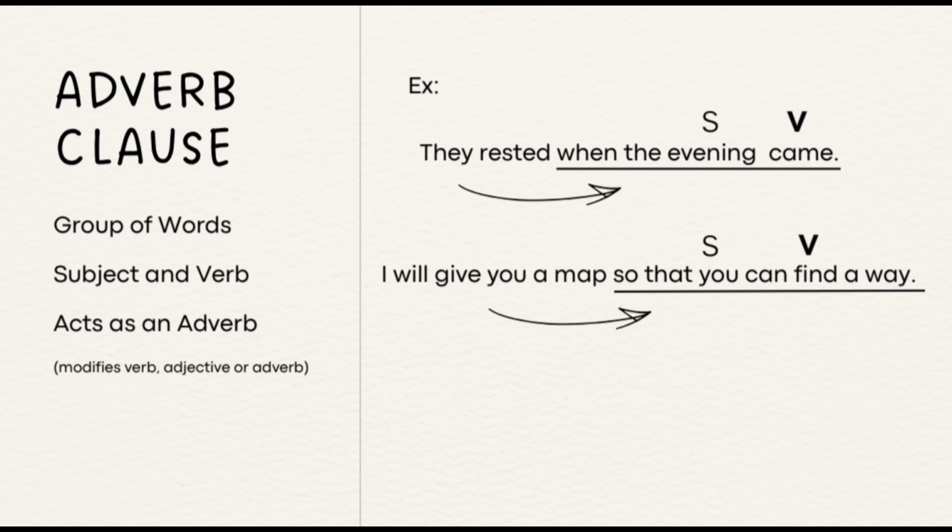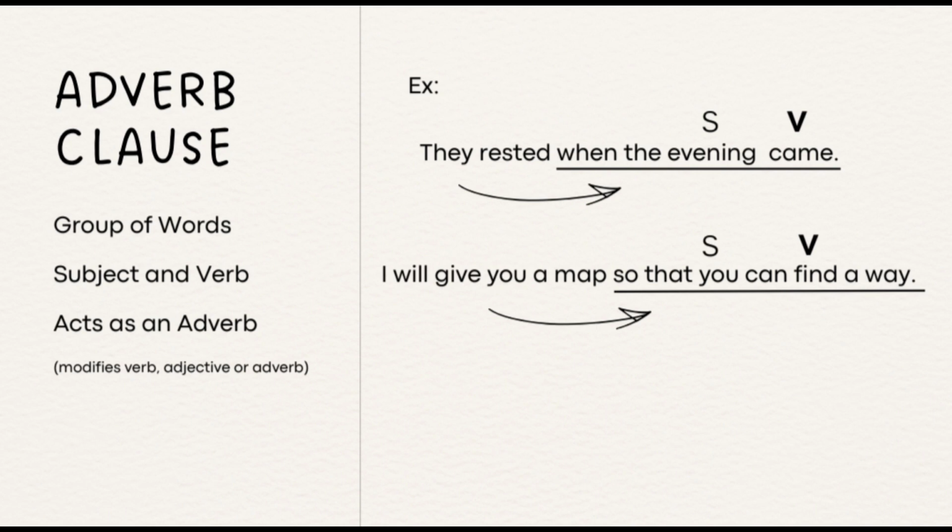So now let's move on to the last type of clause, which is the adverb clause. An adverb clause is a group of words having a subject and a verb of its own, and it acts as an adverb in the sentence. Now what does an adverb do? It modifies a verb, adjective, or other adverbs in the sentence. For example, they rested when the evening came. Here, when the evening came is a clause, as it has a subject evening and verb came, and it is describing the verb rested, so it is an adverb clause.